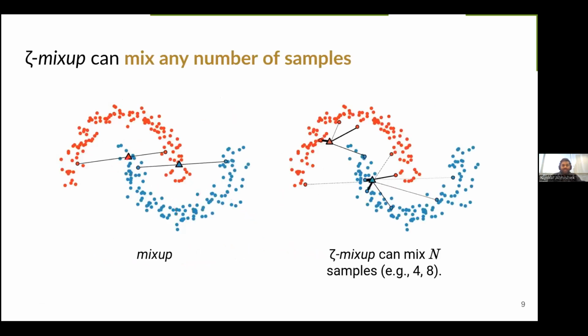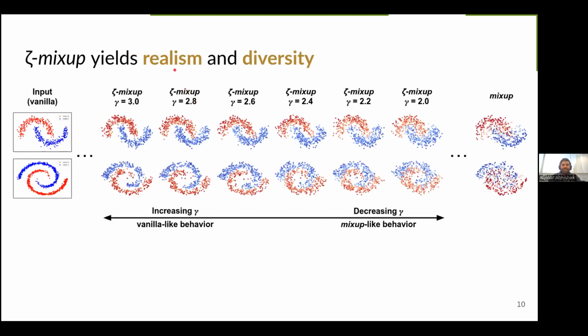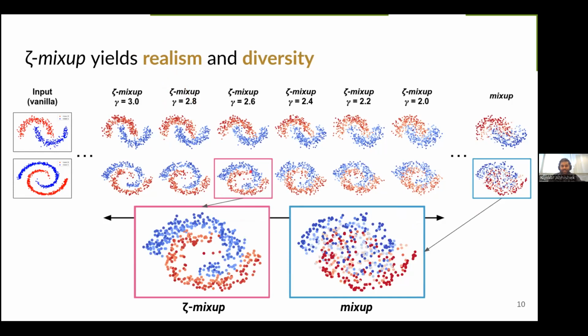Unlike mixup, which can only mix between two samples, zeta-mixup can interpolate and generate convex combinations of n samples. As we can see here, we can mix between 4 or 8 samples. The outputs of zeta-mixup yield higher realism and diversity, and we can control the behavior to be between vanilla-like and mixup-like by interpolating using the value of gamma. In particular, if we look at one example of a zeta-mixup output and a mixup output, we see that the class boundaries between the red and the blue classes are better preserved with zeta-mixup as compared to mixup, where they are all mixed up.